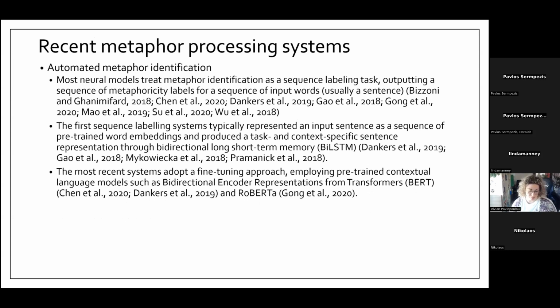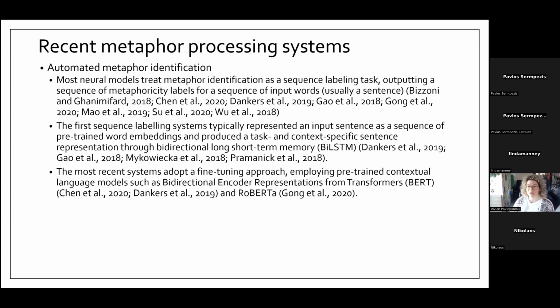Now, recent metaphor processing systems for automated metaphor identification: most neural models treat metaphor identification as a sequence labeling task, outputting a sequence of metaphoricity labels for a sequence of input words, usually a sentence. The first sequence labeling systems typically represented an input sentence as a sequence of pre-trained word embeddings and produced a task and context-specific sentence representation through bidirectional long short-term memory.